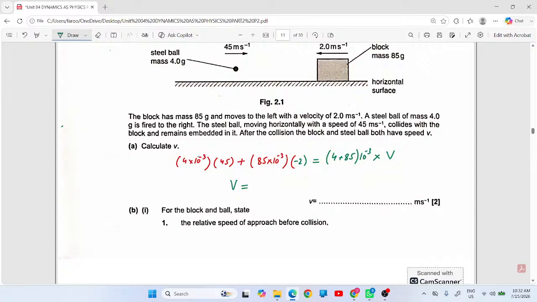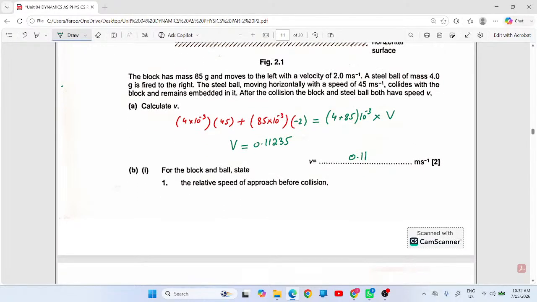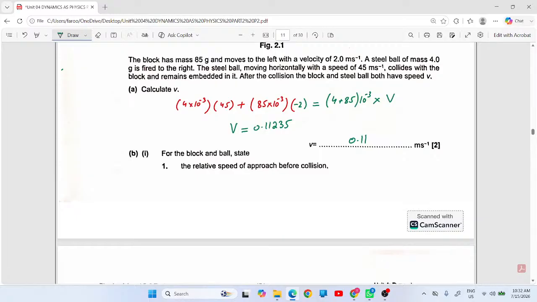So v is about 0.11235. Okay. Next, for the block and ball, the relative speed of approach is u1 plus u2, equal to the relative speed of separation, v2 minus v1.